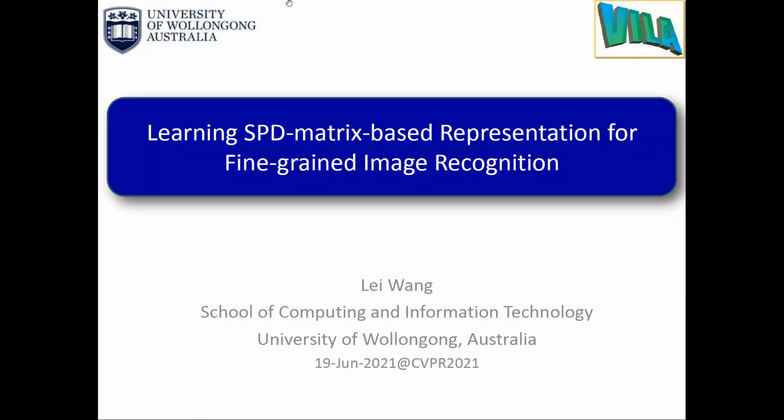So just now, Peter has given a very insightful introduction on power normalization. So now I would like to briefly talk about the development of SPD matrix-based feature representation, and also talk about our work on kernel matrix-based feature representation for fine-grained image recognition.